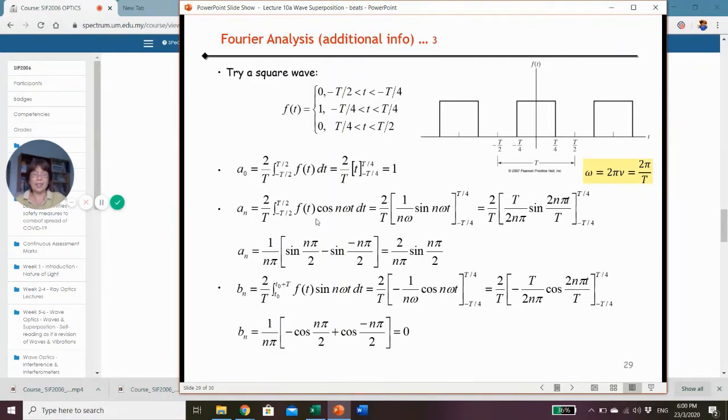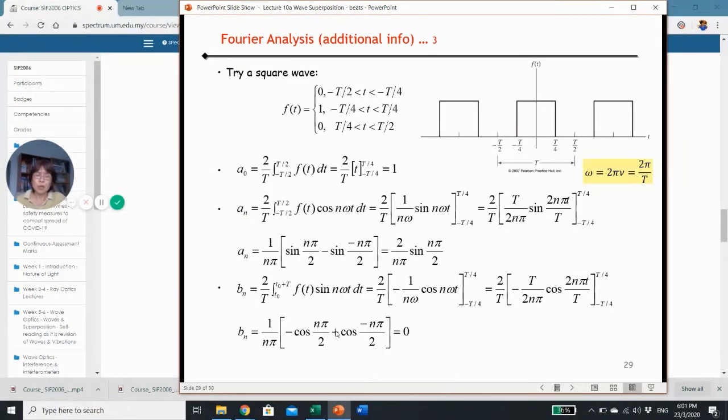For An, here we multiply by cosine n omega t dt, and we integrate over one period. Integrating this, we know that we only have a value from minus T over 4 to T over 4. So this function is 1 when it's from minus T over 4 to T over 4. And integrating the cos function, you get a sine function divided by n omega. Now omega is 2 pi over T. This will give us T over 2n pi. So putting these values in the end, you will come to an expression which is 2 over n pi sine n pi over 2. Similarly, for Bn, you can go through this in detail on your own.